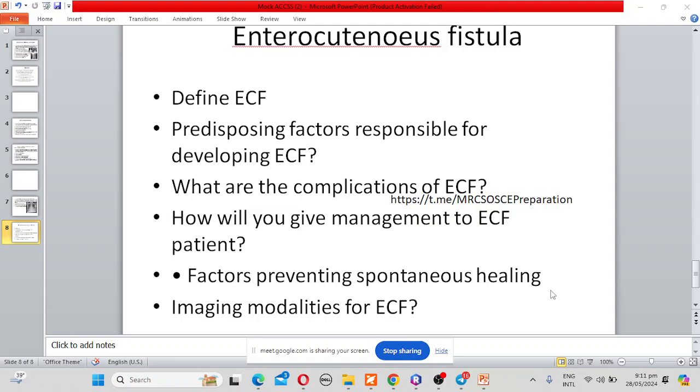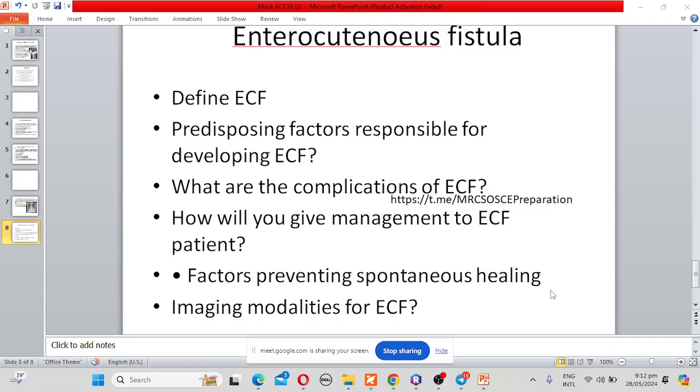I will manage the patient according to the care of the critically ill surgical patient protocol, following the ABCDE approach. First of all, I would like to manage the patient's fluid and electrolyte balance and control the sepsis. For nutritional support, I would administer total parenteral nutrition. I will do an anatomical assessment of the fistula, then plan surgery accordingly. And also, I will protect the skin.